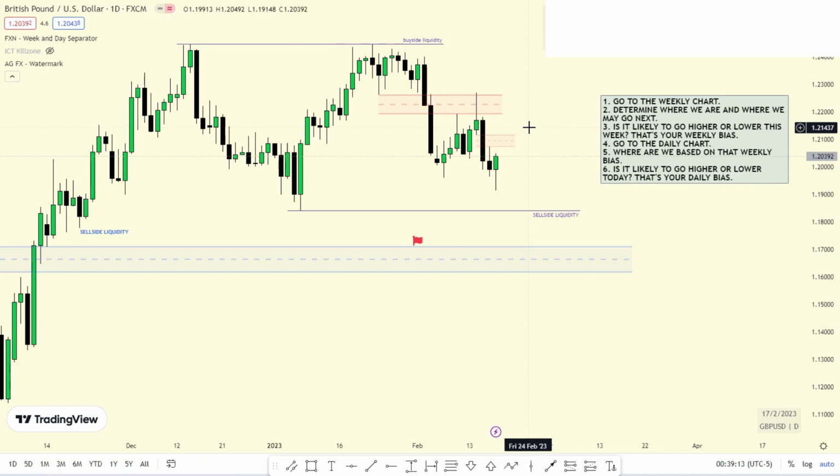So that's how you determine your daily bias. The same thing we'll be doing here. Where are we based on that weekly bias? In this instance, we have already come off this weekly imbalance as we already outlined.